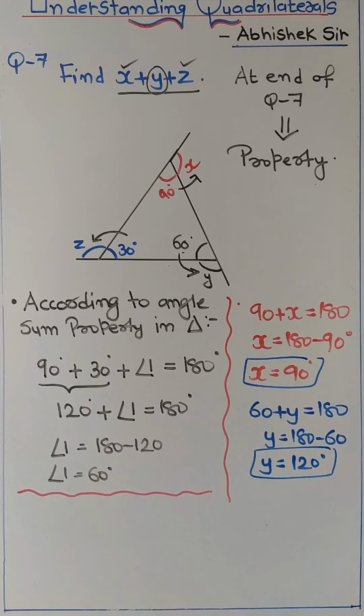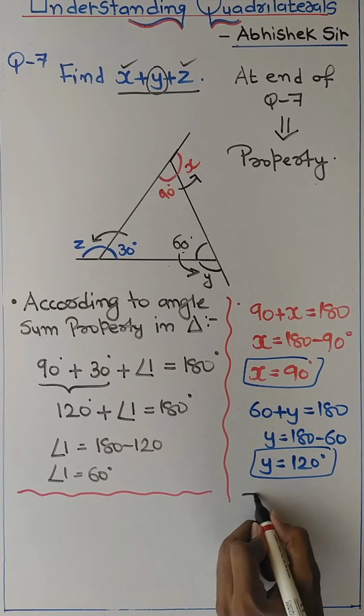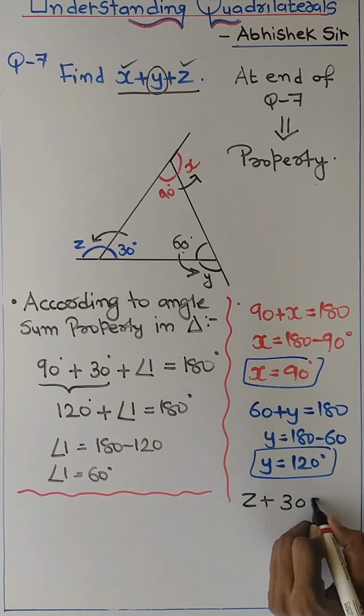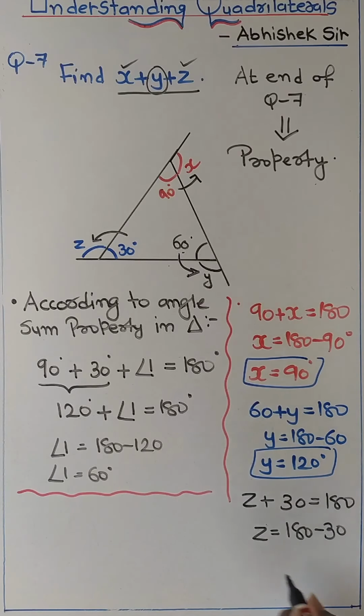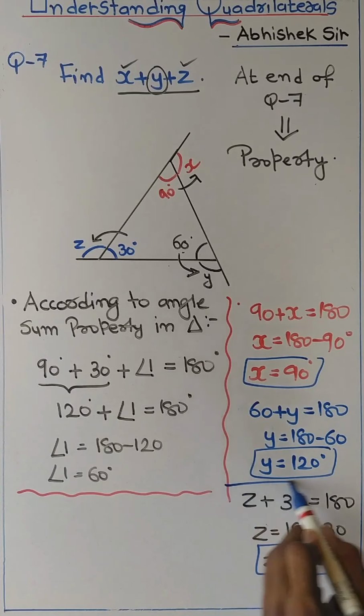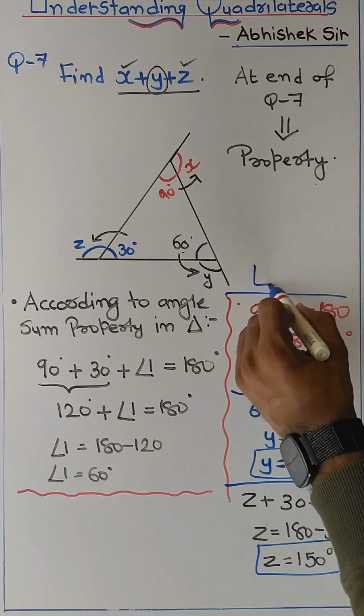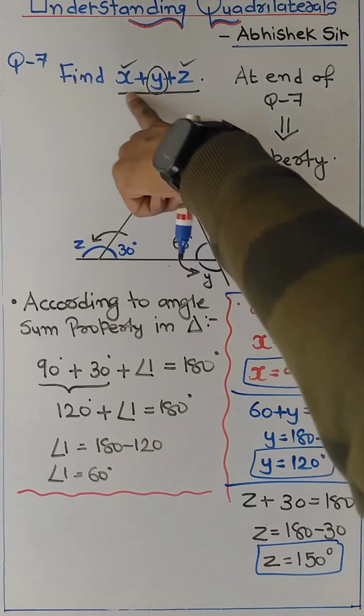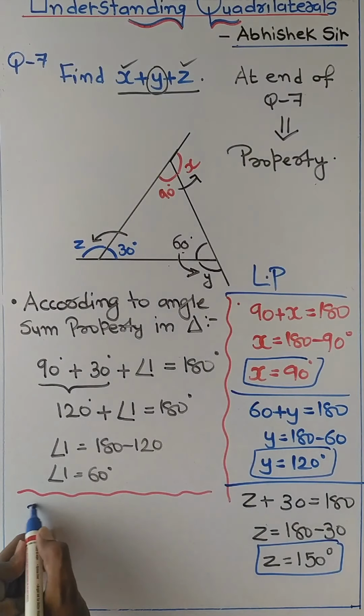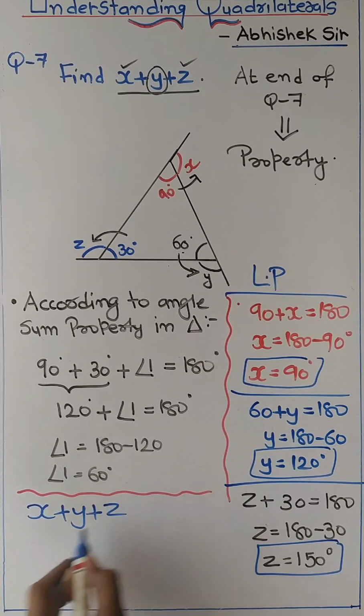Now only one angle left, and that is angle z. So z plus 30 equals 180. So what is z? It is 180 minus 30, right? So z is 150. So here you have got the third angle as z. Which property did we use? We used only one property, that is linear pair, right? We got x, y and z. Now we only have to do the addition. So what is x plus y plus z?